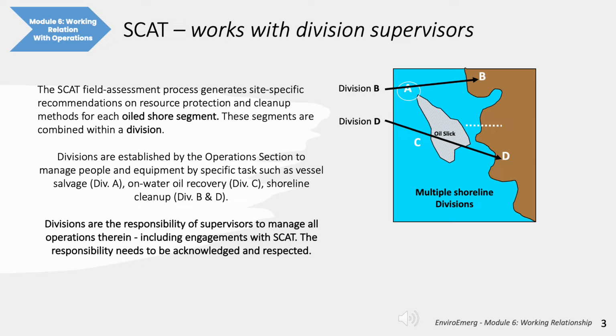As per the Incident Command System protocol, you are not operations supervisor. That is, they do not report to you. The reporting path, referred to as chain of command for operations, is from the bottom up. So remember that SCAT coordinates their work in the field at the division level with the division supervisor.